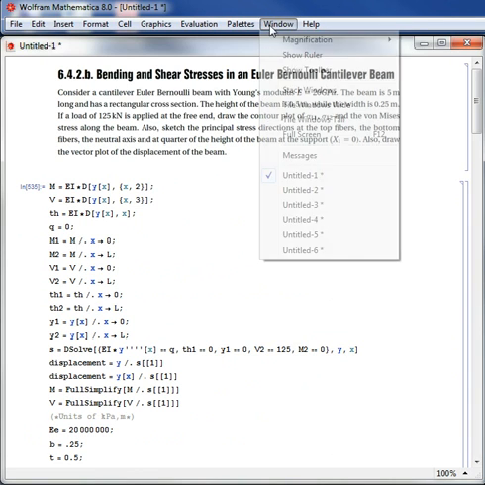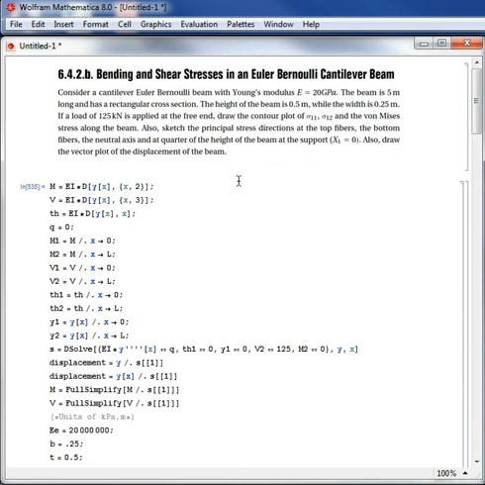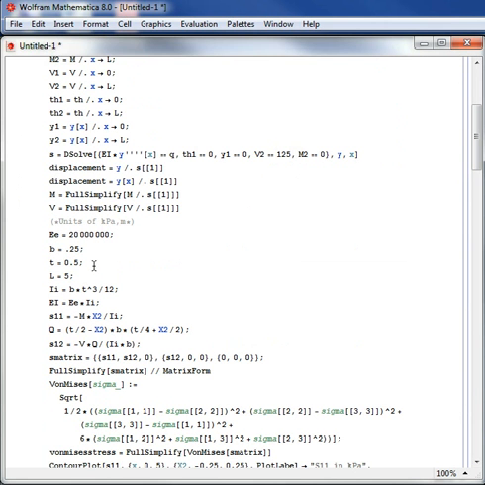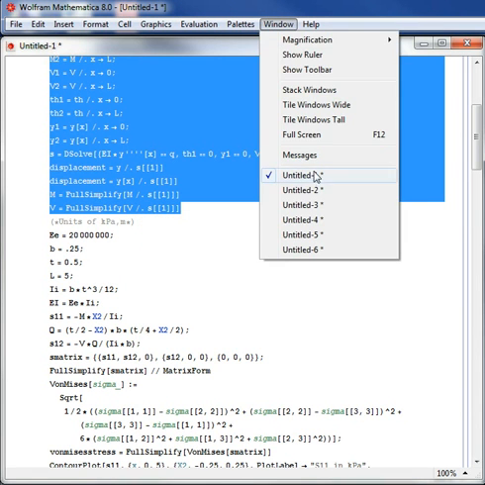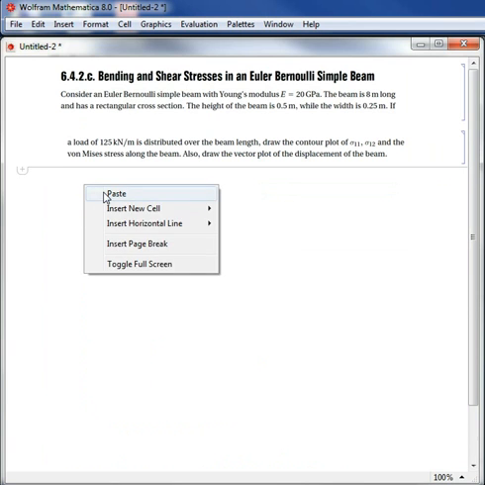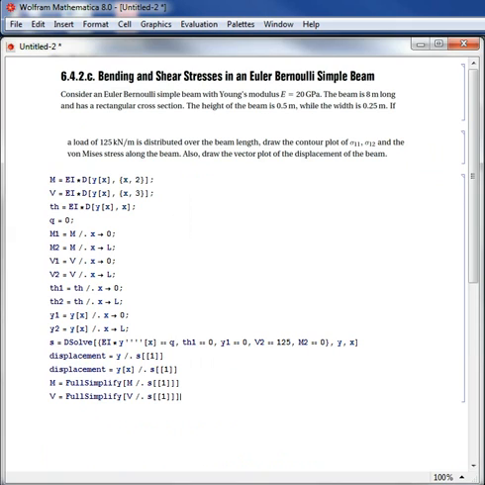The second problem that we're going to cover is a similar problem, but the beam has a distributed load and it's a simple beam. So I'm going to go here and copy everything here and go through it again. I'm going to copy this and paste it here, and I'm going to start from scratch. So I'm going to quit all the values to free all the variables.